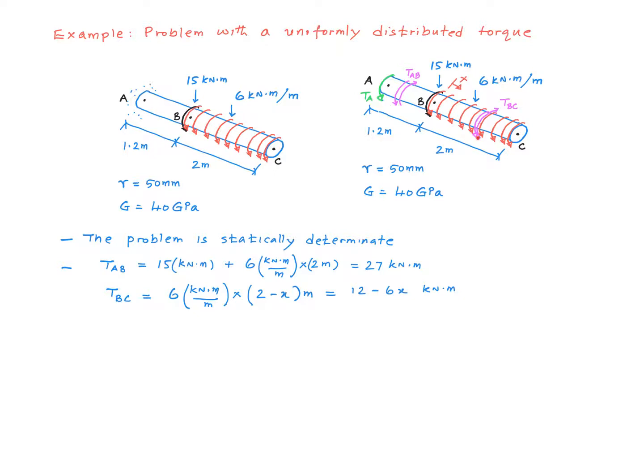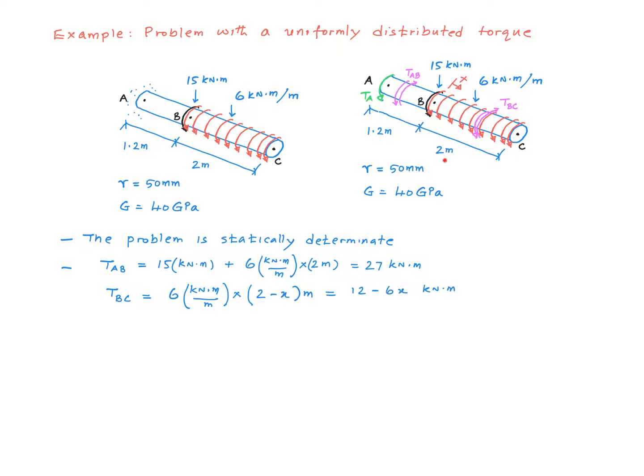Now let's consider the sectioning at this point, and this point is taken to be at a distance x from point B. Once again, I'm going to consider the right side here. In other words, starting from this point all the way to point C. TBC then must be equal to the total external force going in the counterclockwise direction.